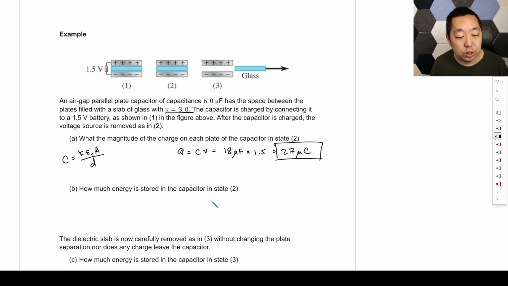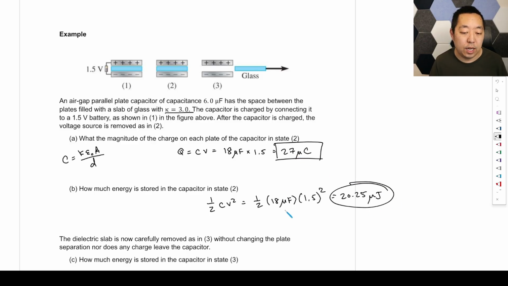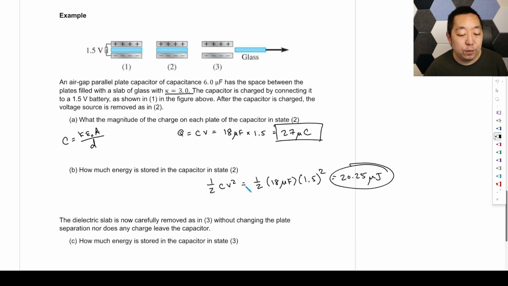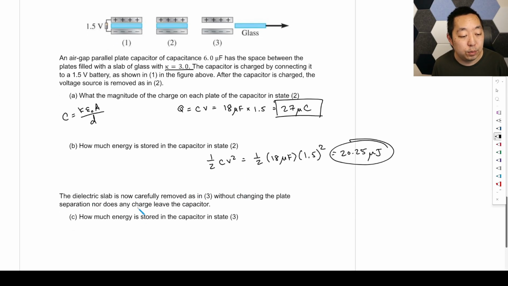How much energy is stored? 1/2 CV squared is going to be 1/2 times the capacitance times the voltage squared. Here, I'm going to have to use a calculator for this. 0.5 times 18 times 1.5 squared is going to be 20.25 microjoules, because it's times 10 to the negative 6 in there.